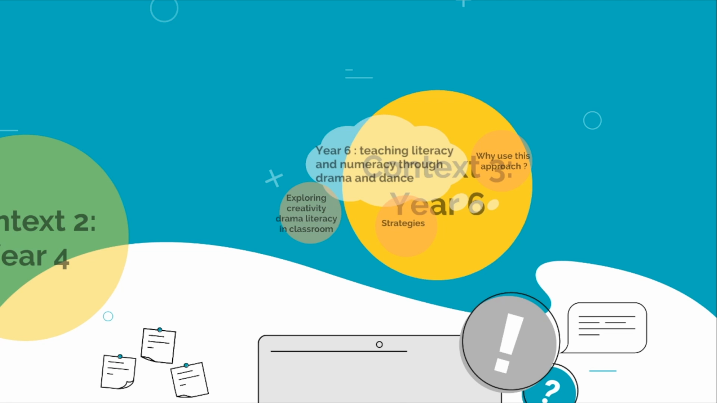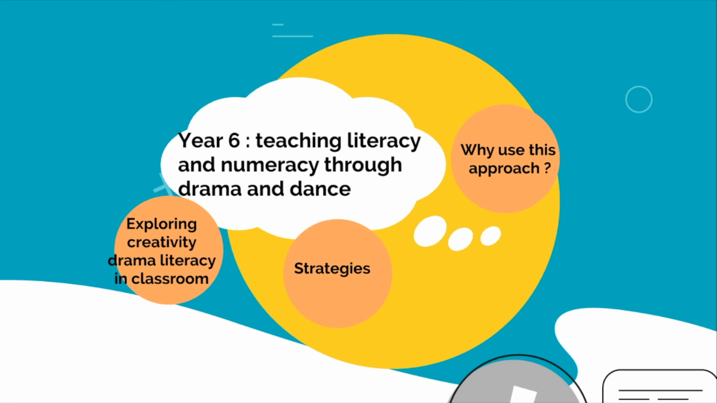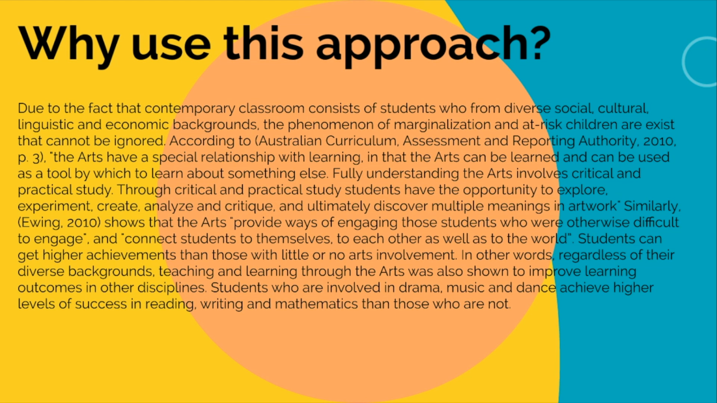So let's move on. The third part focuses on teaching Year 6 students literacy and numeracy through drama and dance. Why use this approach? Due to the fact that the contemporary classroom consists of students from diverse social, cultural, linguistic, and economic backgrounds. The phenomenon of marginalization and at-risk students exists and cannot be ignored.